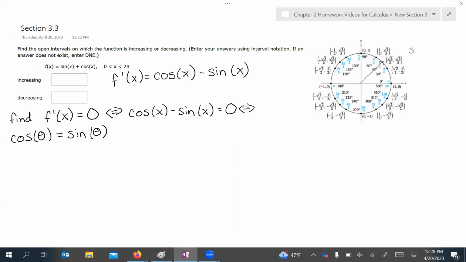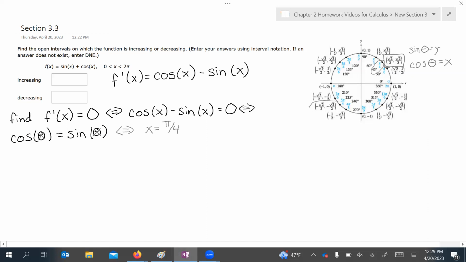Remember, when using the unit circle, sine of my inputs are going to correspond with my y values, and cosine of my inputs is going to correspond to the x values. So for what points on my unit circle do I have the same x and y values? Looking at that, I see that I have a 45-degree angle, or pi over 4. So this is going to occur if and only if, now again, you can use x or you can use theta, but it's going to occur when our input is pi over 4.